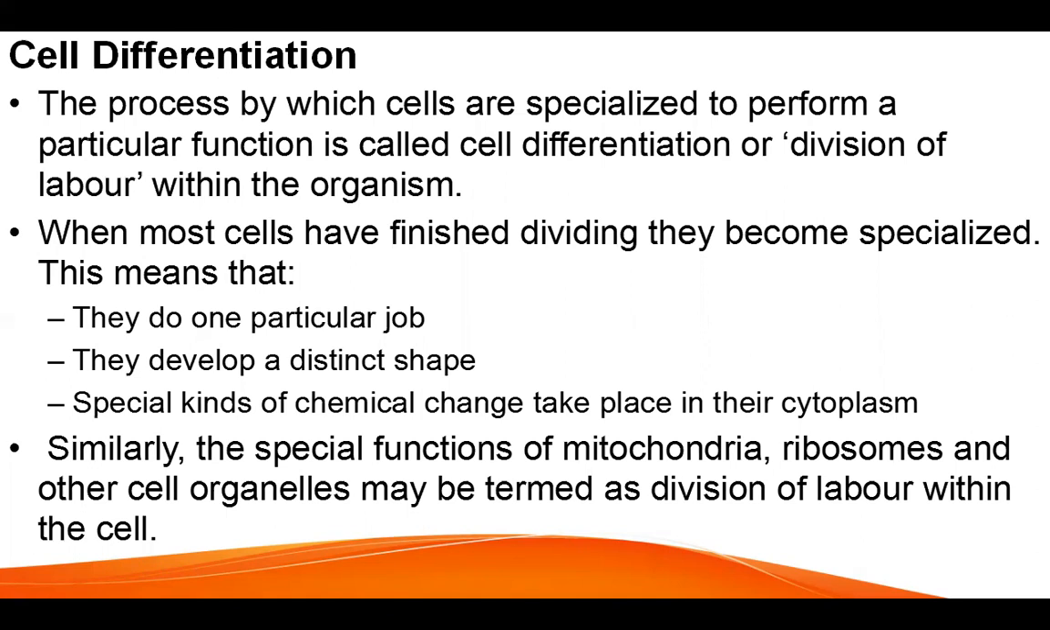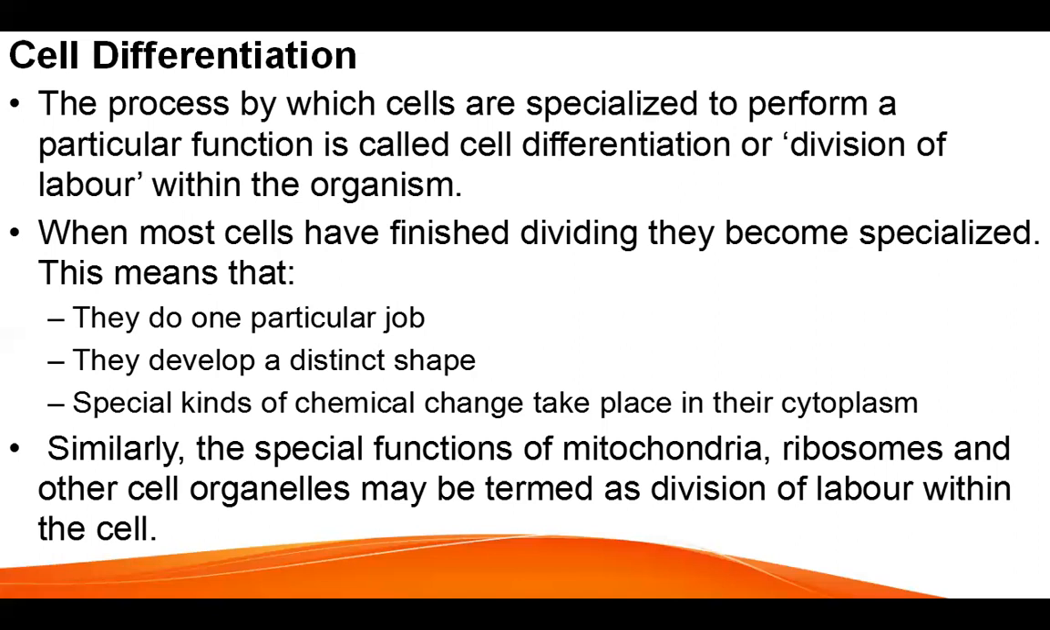Now, when most cells have finished dividing themselves, they become specialized. Finishing dividing refers to various processes like meiosis and mitosis. After these processes finish dividing, the cells become specialized for various places. This means that they do one particular job.